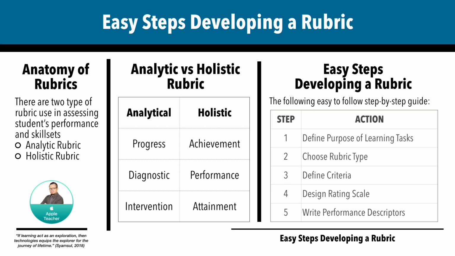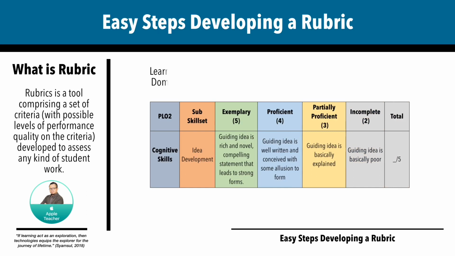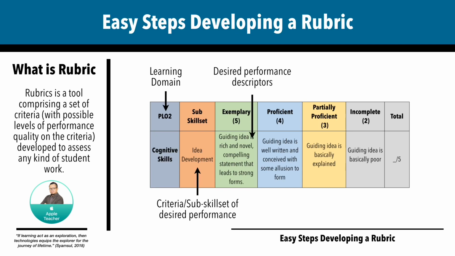So let me show you some examples of the rubrics that we can design for our course. This is one example of a rubric for one course and for one learning outcome, in which I choose cognitive skills. The sub-skill that I'm looking at is idea development. The sub-skill is explained, a standard describes the desired performance, and the rating scale shows the difference for each descriptor of performance levels.